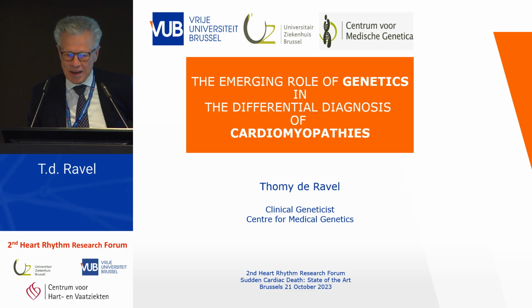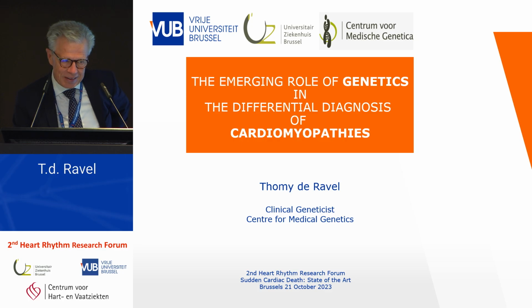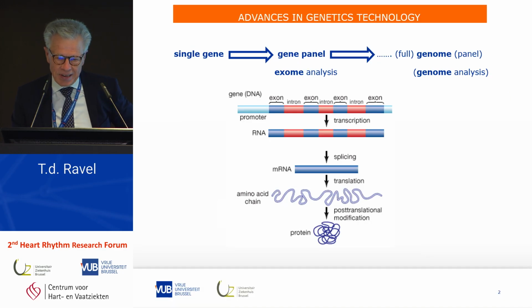Which is perhaps fitting into this rhythm discussion today, but it comes in from the cardiomyopathy and from the genetics part. So just one thing that I have to make clear, because we're going to come back to that at the end, is that we've moved from single gene to multiple gene analysis. So nowadays, when we have a patient with a diagnosis in cardiology, usually between 50 and 200 genes are looked at in one process. So we call this a gene panel.